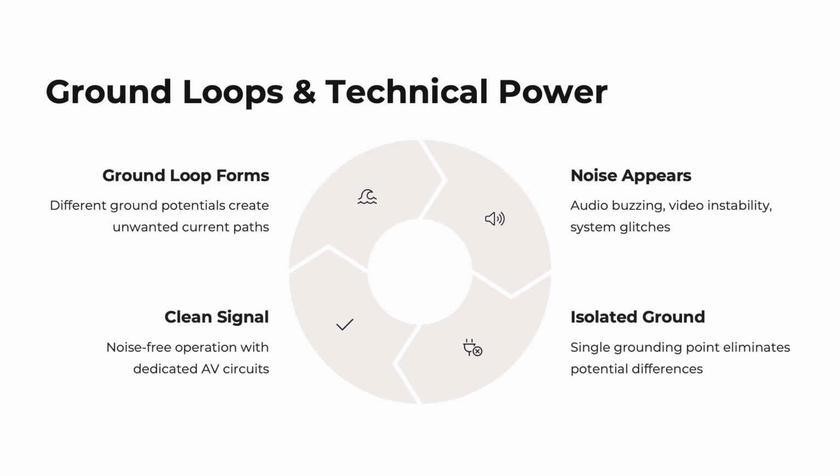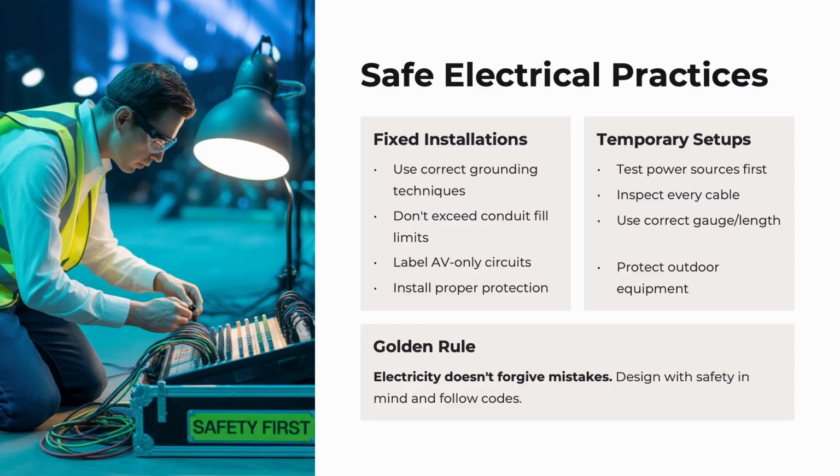So to summarize this, whether you're working on a permanent install or a temporary live production setup, here are a few ground rules to take into account. When it comes to fixed installations, use correct grounding techniques. Don't exceed conduit fill limits. Label Pro AV only circuits and install proper overload protection and GFCIs. Ensure access to shut-off switches.